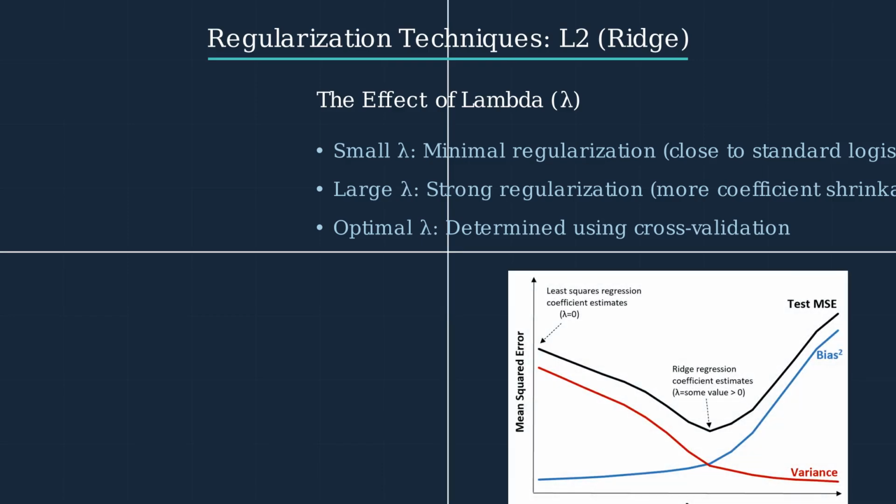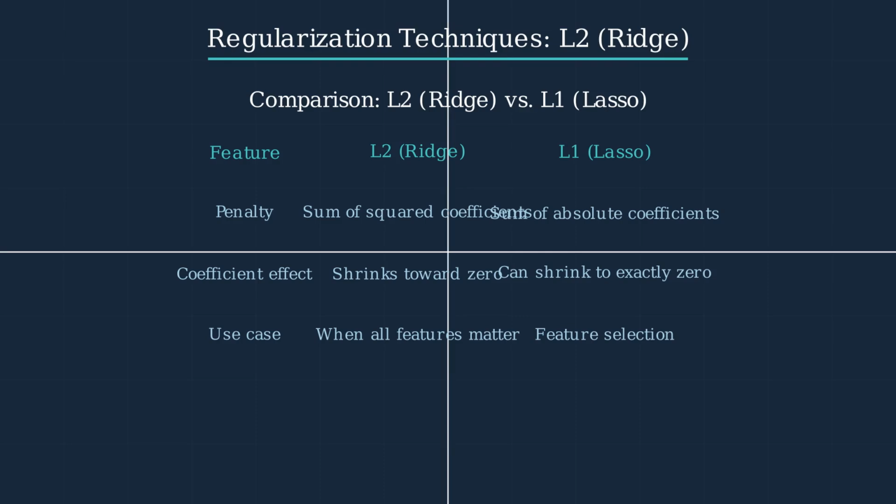This graph illustrates how lambda affects the bias-variance trade-off. As lambda increases, variance decreases while bias increases. The optimal lambda minimizes the test error shown by the black curve. Let's compare L2 ridge regularization with L1 lasso regularization.